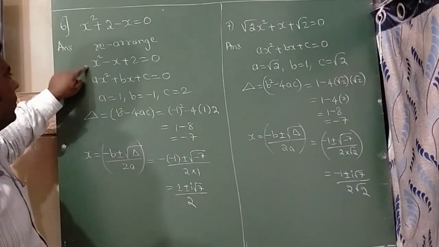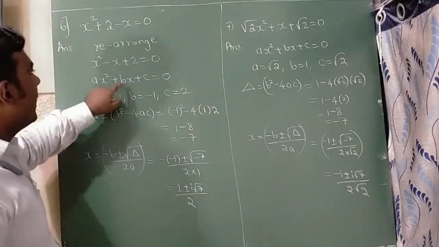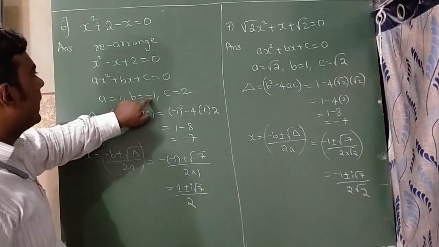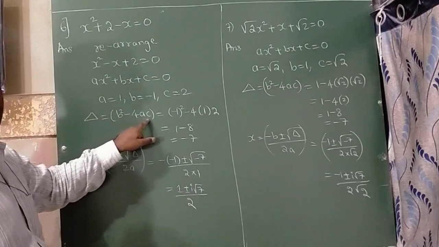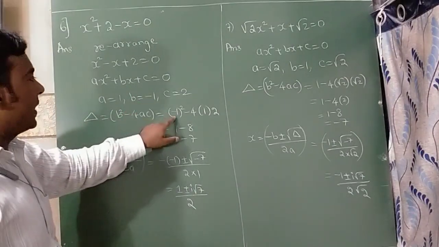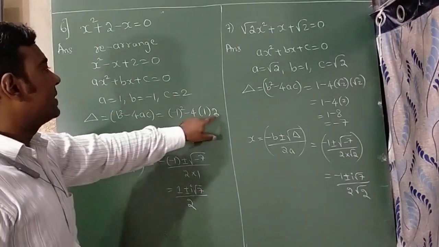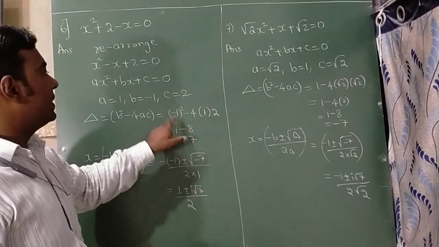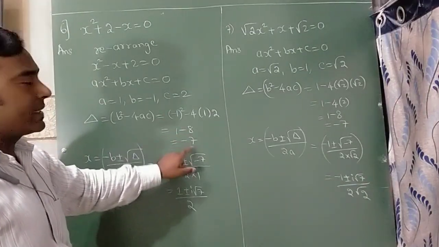Now what is a value? Here nothing. Nothing means it is the 1. The coefficient is 1. Now b is minus 1 and c is 2. Now delta is equal to b square minus 4ac, where b value is minus 1 square minus 4 into a value is 1 and c value is 2. 4 2s are 8, minus 1 square is 1. 1 minus 8 is minus 7.